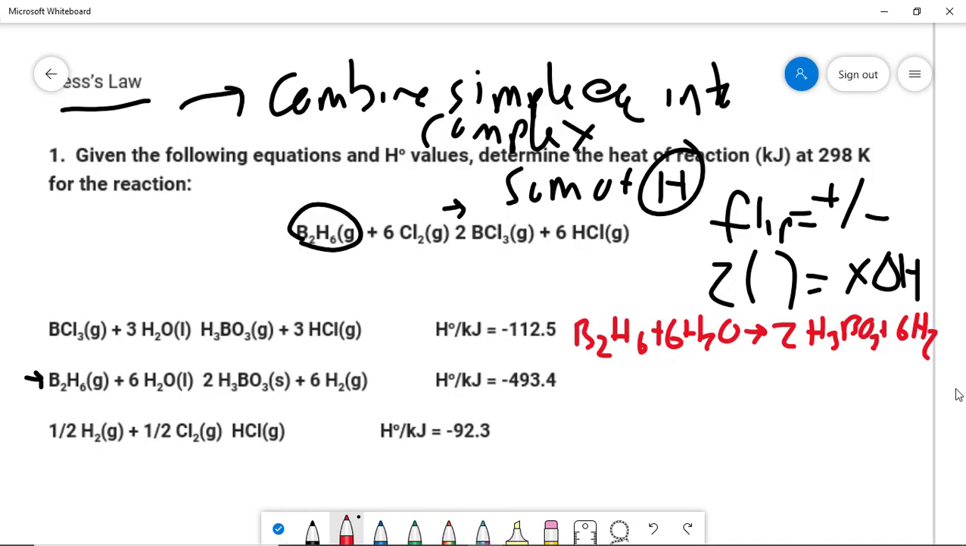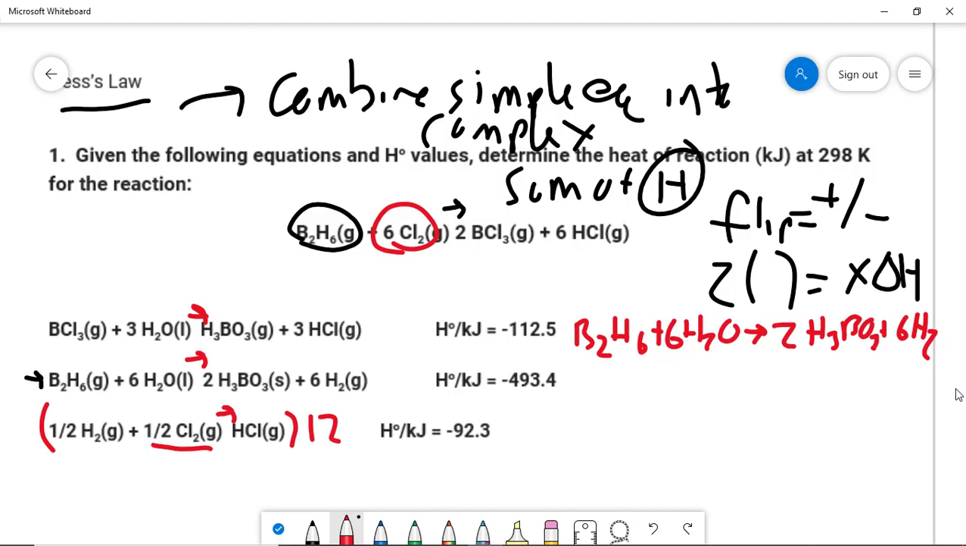I need 6 Cl's on the left side here. So I'm going to draw some arrows here so you guys can get a better idea of where the reactants and products stop. So if I look here, I need 6 Cl's on my left side. Well, here I have a half of one. So in order to get this to work, I'm actually going to have to multiply this whole thing by 12.